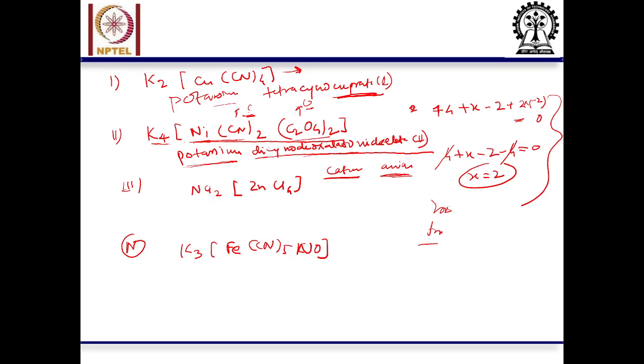Can anyone just write for that third one? Sodium tetrachlorozincate. Yeah, absolutely correct. So we have to write sodium tetrachlorozincate(II). Absolutely correct. So we have to write first the cation, then a space, then as 4 Cl minus is already there, we will write tetrachloro and then zinc. So for zinc we have to use zincate, zincate(II). Correct.